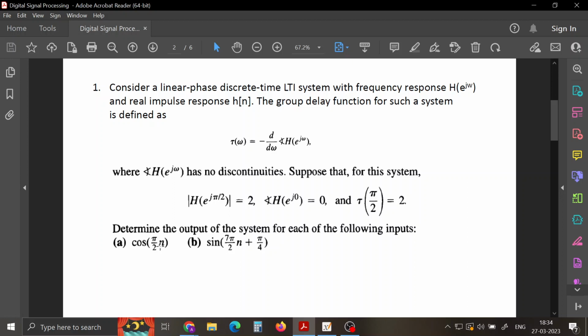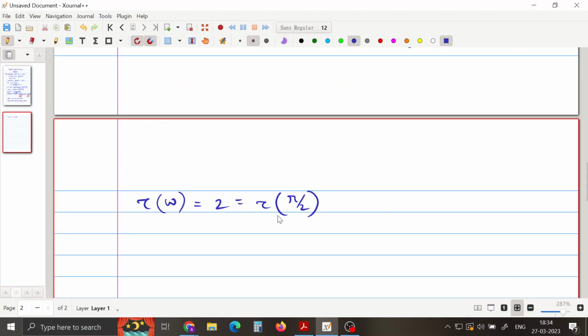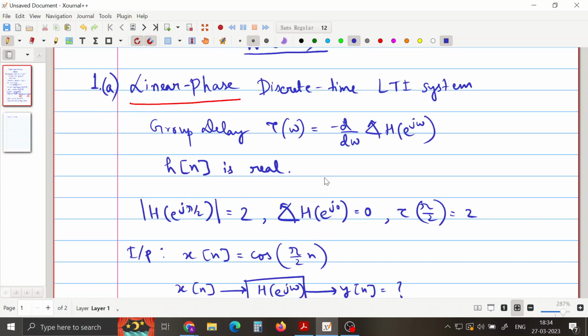So we are looking at part A, where the input is cos pi by 2 n. So we have started from here. Okay, so the very first information that was given, the keyword was linear phase. So I have underlined it here in red color. Why that is important will be seen now.